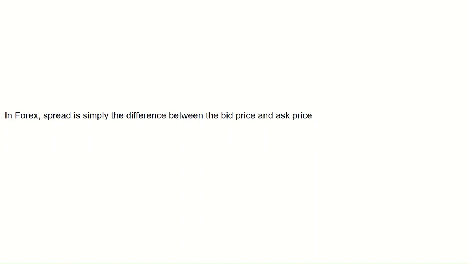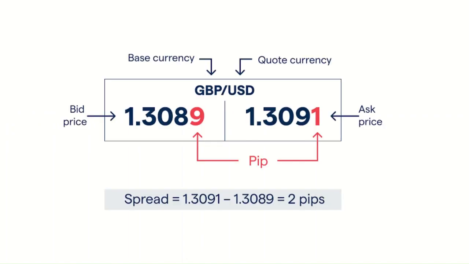So spread is simply the difference between the bid price and the ask price. As I've said earlier, ask price is usually higher than the bid price. So let me show you an example here. You can see the bid in GBP USD. The bid price is 1.3089 and the ask price is 1.3091. So to get the spread, it will be 1.3091, which is the ask price, minus 1.3089, which is the bid price. So we have 2 pips. It means the spread is 2 pips for GBP USD here.